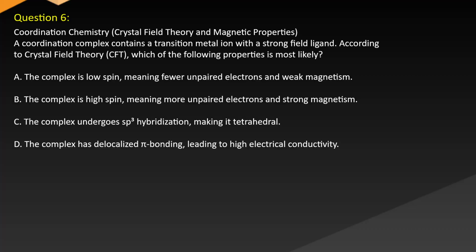A. The complex is low spin, meaning fewer unpaired electrons and weak magnetism. B. The complex is high spin, meaning more unpaired electrons and strong magnetism. C. The complex undergoes sp3 hybridization, making it tetrahedral. D. The complex has delocalized pi bonding, leading to high electrical conductivity.